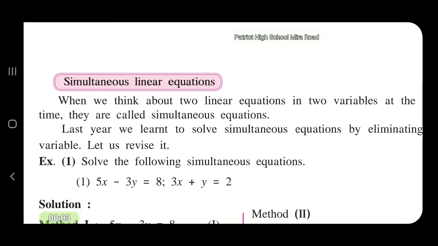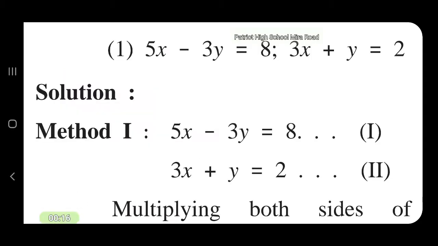Simultaneous linear equations. Solve the following simultaneous equations. The equations are 5x minus 3y is equal to 8. This is the first. And the second equation, 3x plus y is equal to 2.